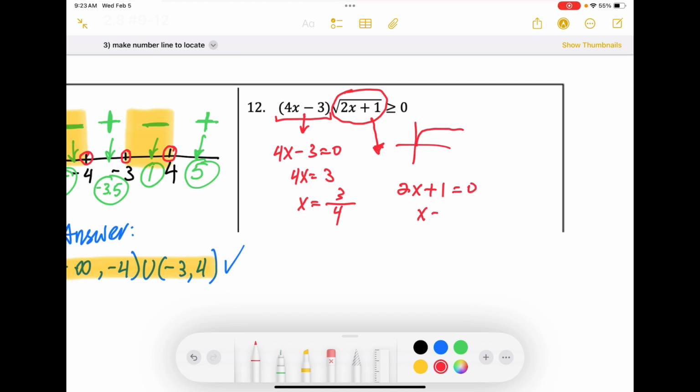So therefore, 2x plus 1, set it equal to 0. So I have x equal to -1/2. What does that tell us? On the number line, I will have -1/2 and 3/4 as my critical numbers. What do we know about these? We say we're going to pick some numbers to check it out.